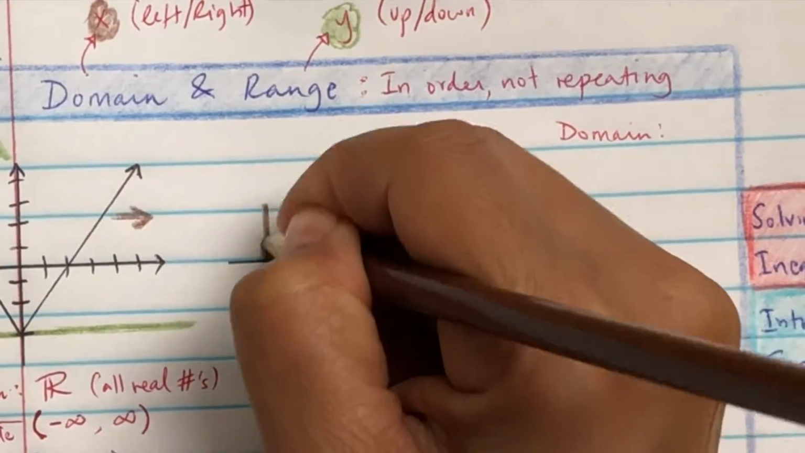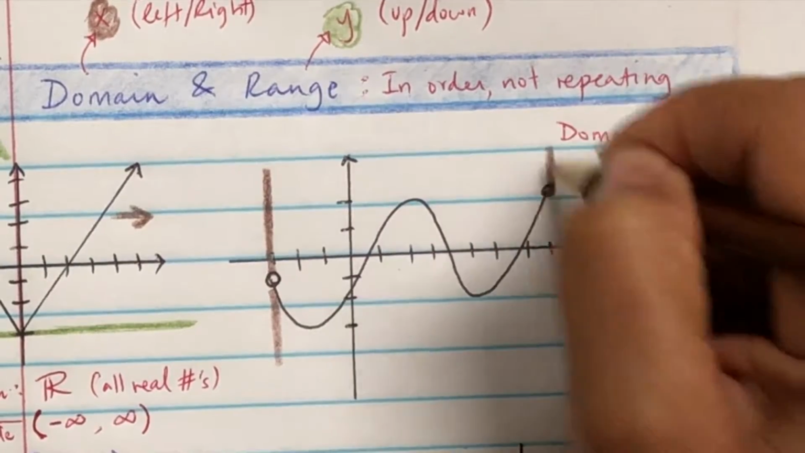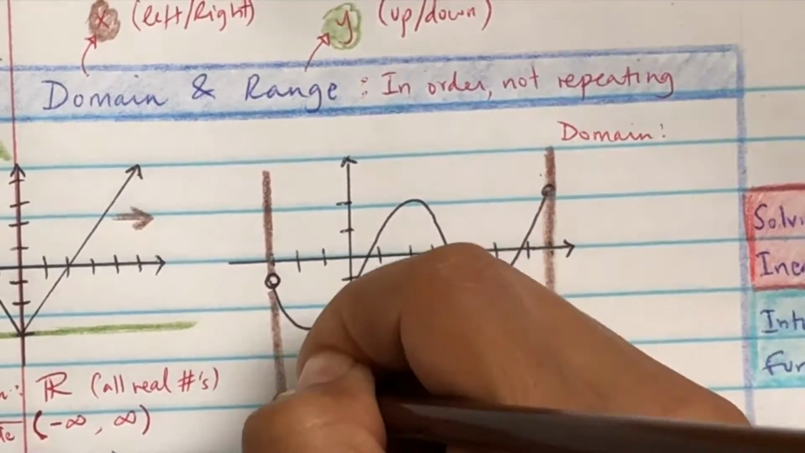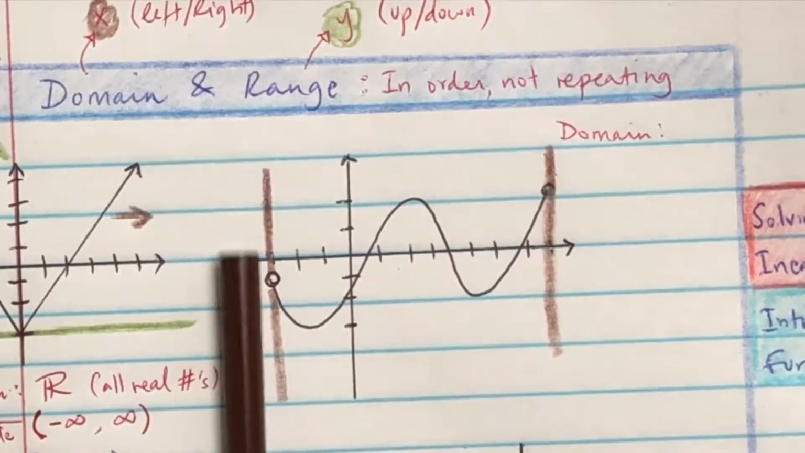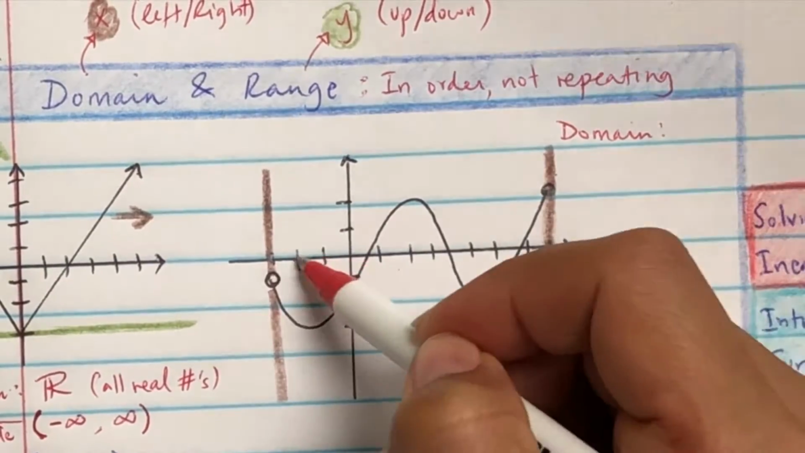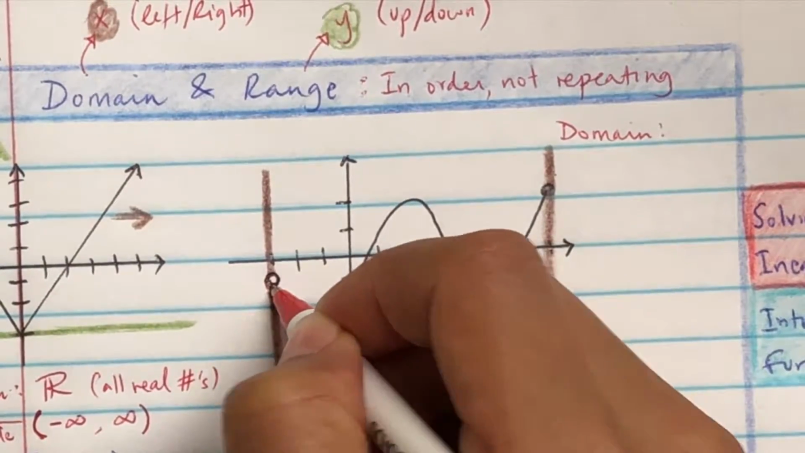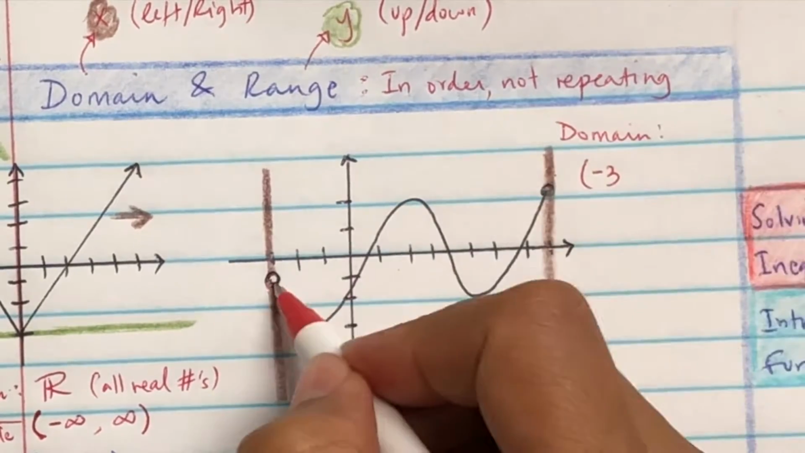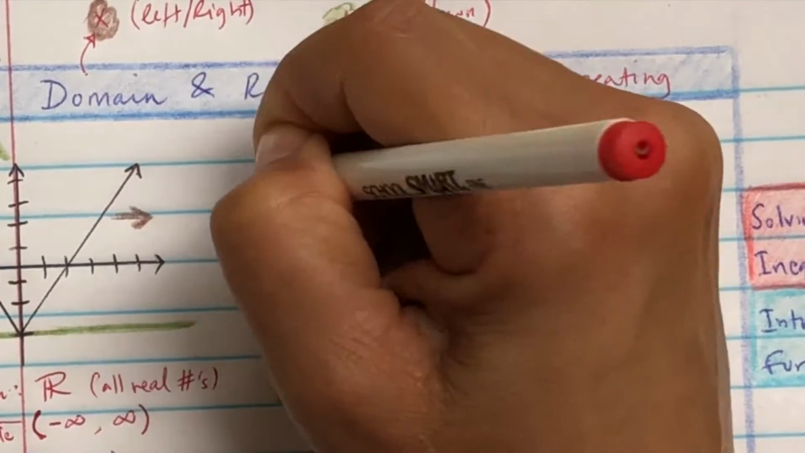All right, domain, again, left to right. So where does the graph start from the left-hand side? Where does it stop on the right-hand side? And then look at what it includes. So it starts at -3, but because it's an open circle, it doesn't include that number. So what did I say you do with that? An open parentheses. This is a listening check.